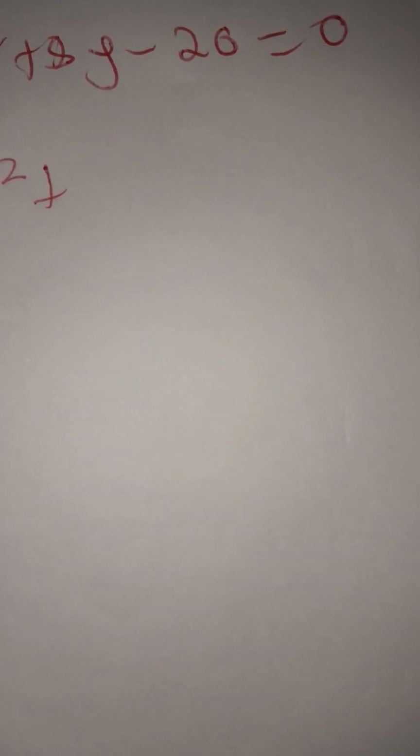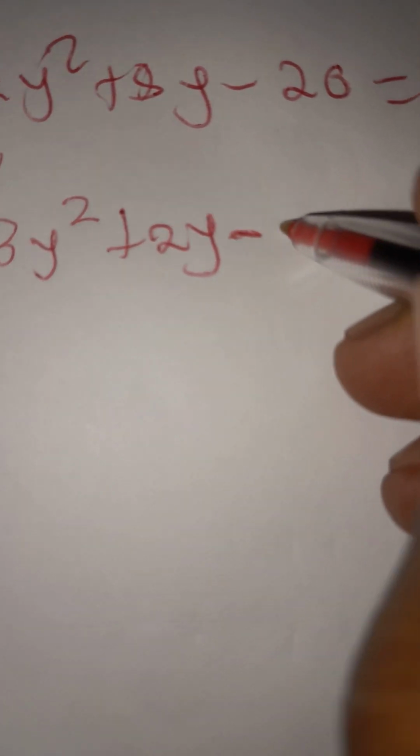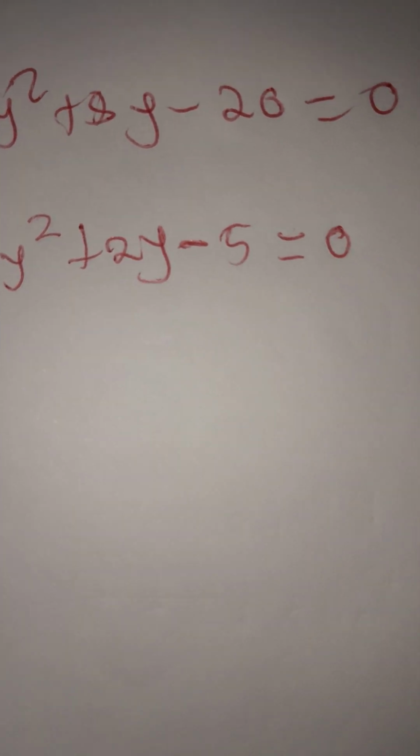Divide by 4, that will be 3. So in this case, we have divided by 4. So that will be 3y squared. How many times does 4 go into 8? It goes twice, right? So it will be 12y. How many times does it go into 20? 5 times. So that's 0.